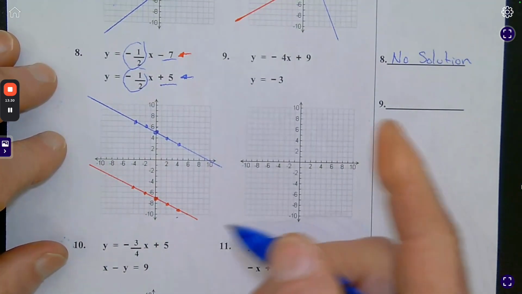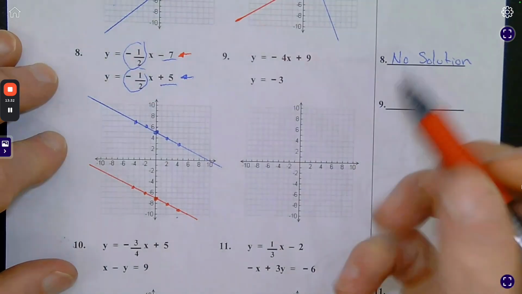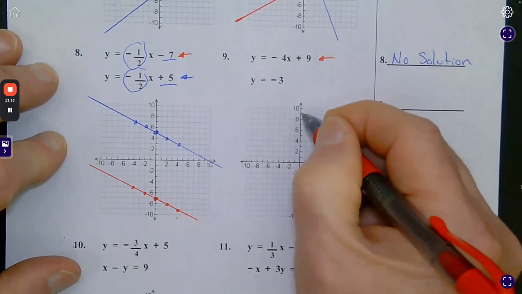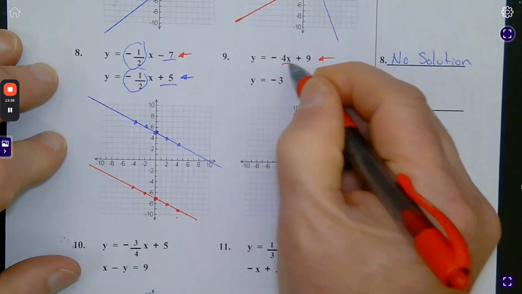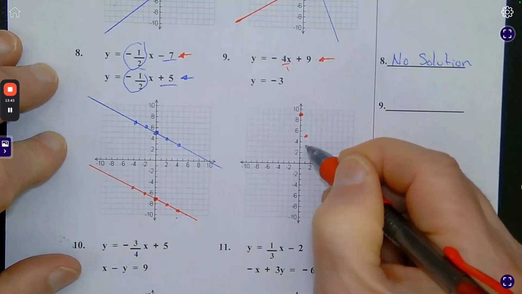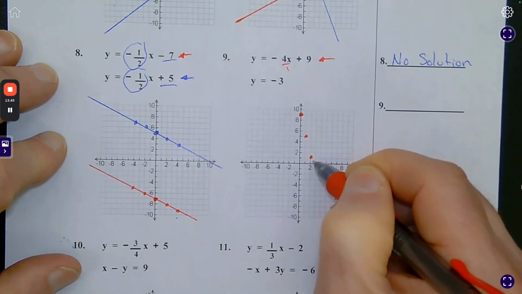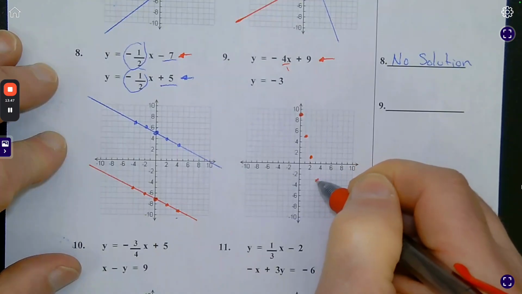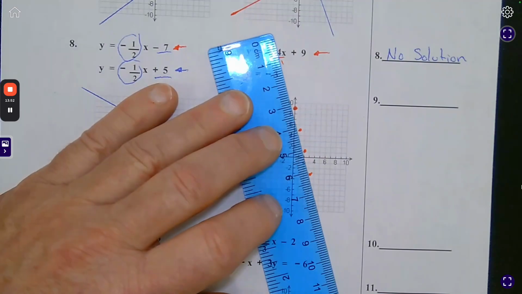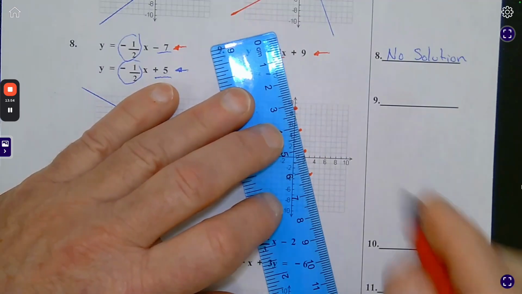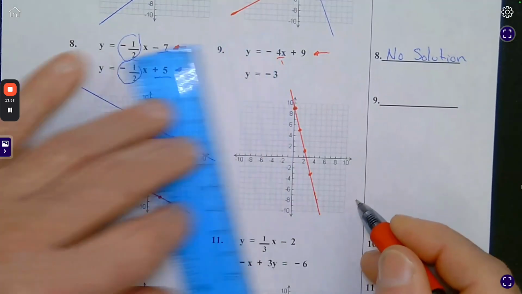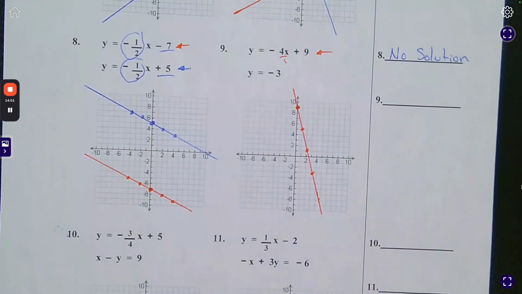That was fun. Okay, this has a y-intercept of 9. Woo, I almost did it on the x. Now my slope is down 4 over 1. I'm going to do it a couple times. Okay, draw your line. There's that. Okay, now I'm going to go ahead and graph the other line.